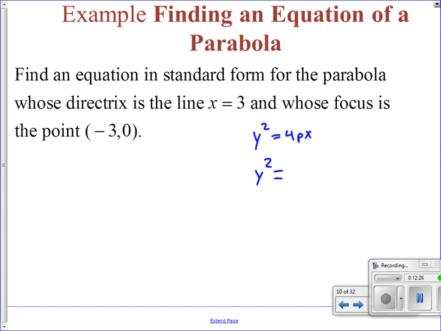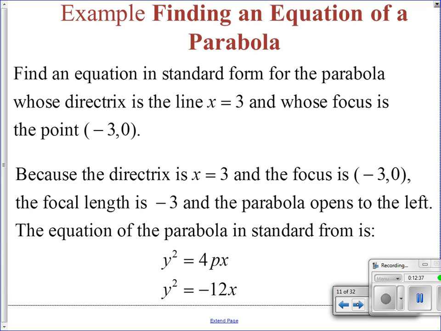We already know what p is. What is it? Negative 3. What's 4 times negative 3? Right? Let's look and see. See, it's not that difficult.